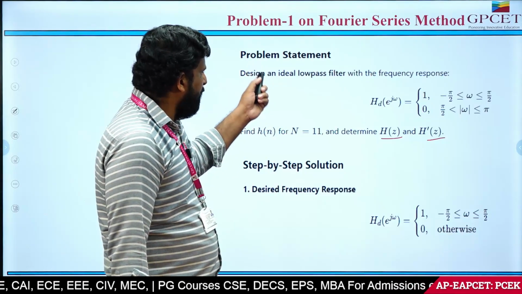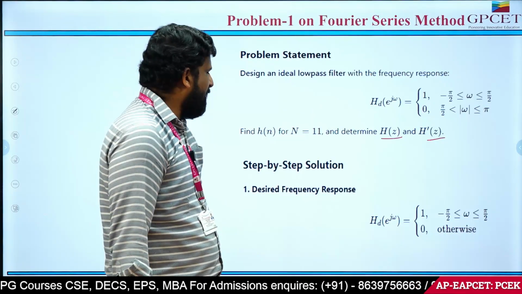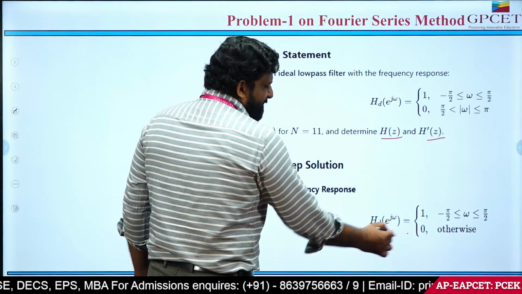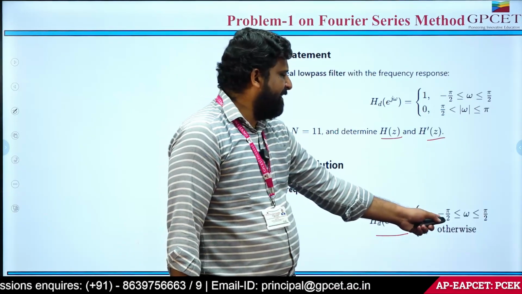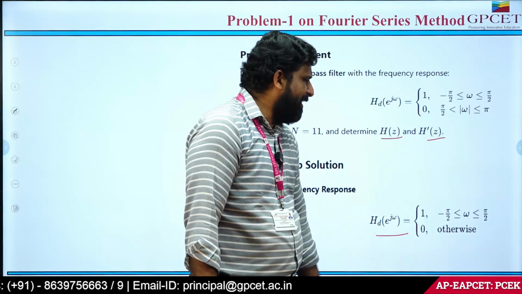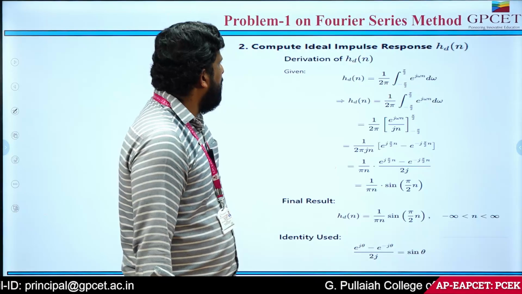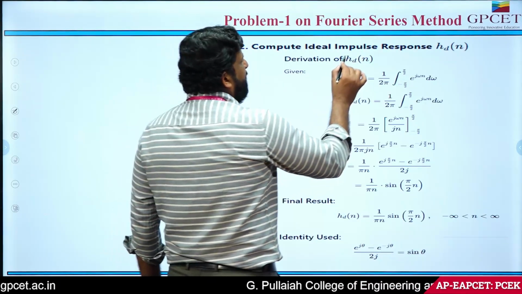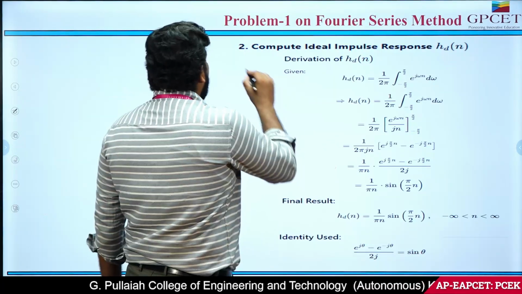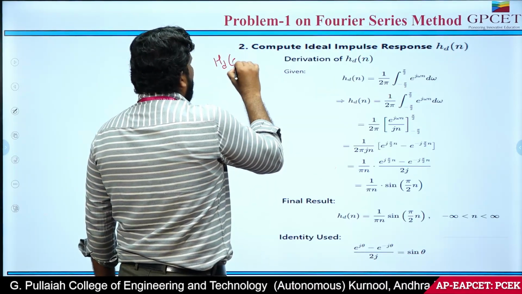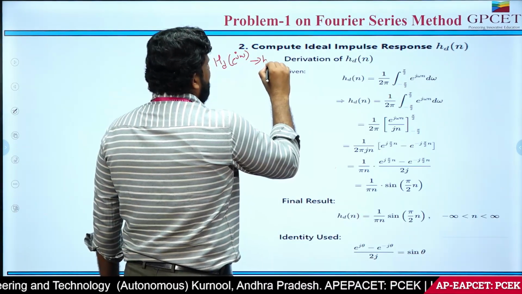As I told you, in the problem, he will directly give the desired frequency response, that is HD of e power j omega, with value equal to 1 when minus pi by 2 is less than or equal to omega less than or equal to pi by 2. By giving this desired frequency response, what is the second step? We have to find the impulse response. I showed you the pipeline: first they give HD of e power j omega, and from this we need to find the value of HD of n. So this is the second step.